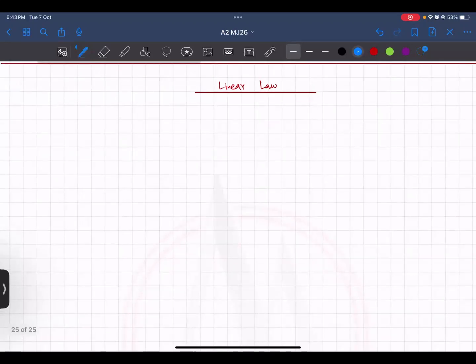Okay, so the main part, this is a very simple, short topic, and there's not much over here that they can ask you. But the main purpose of this linear law topic, this is related to logs and exponential equations. And the main purpose of this is to linearize a non-linear equation.